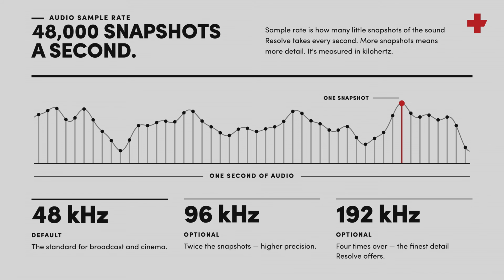It's measured in kilohertz, and it defaults to 48 kilohertz or 48,000 snapshots a second, which is the standard for broadcast and for cinema. You can bump it up to 96 or 192 if you want to work at higher precision. There are 2 things you need to know.